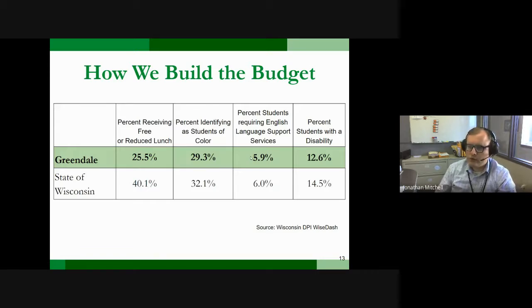Then, percent of students that require English language support, we are at 5.9%, which is just about at the state average. And then students that have an individual education plan, we are at 12.6%, and the state average is at 14.5%. And so this is a reflection of the comparisons. And as a school district team, we have to work to do some planning around how we can best meet the needs of all students as we look at trends and where we will need to put additional resources.